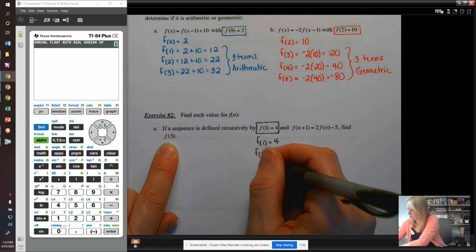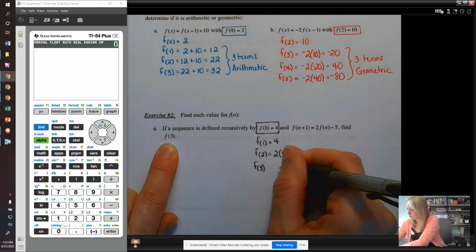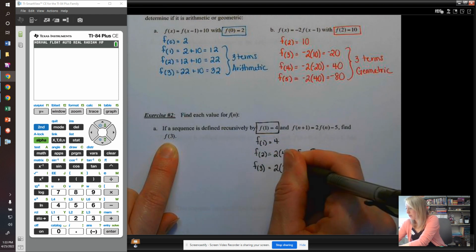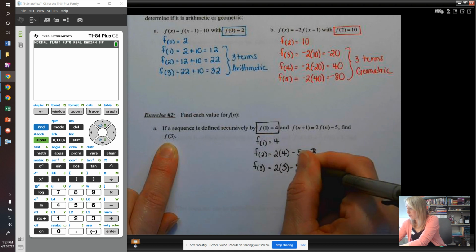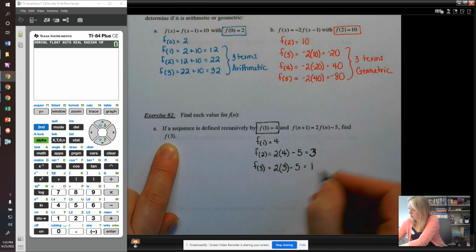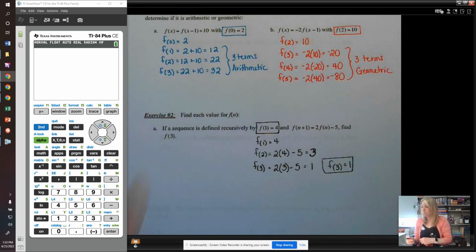Now to find my third term, I take 2 times my previous term of 3, and I subtract 5. So 2 times 3 is 6. 6 minus 5 is 1. And that was what I was supposed to find, f of 3. There you go. So that I can't define as explicitly arithmetic or geometric. That was a combo of multiplying and subtracting. So I had both going on.